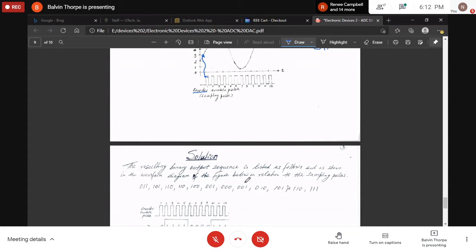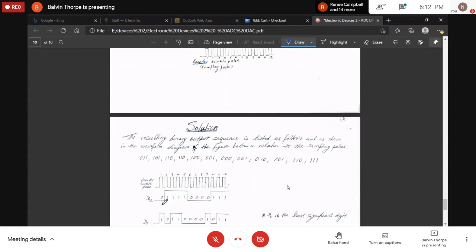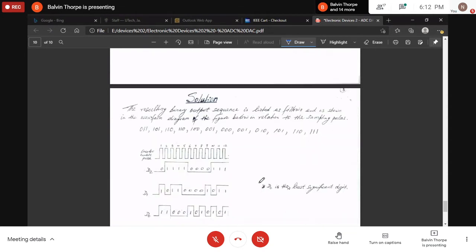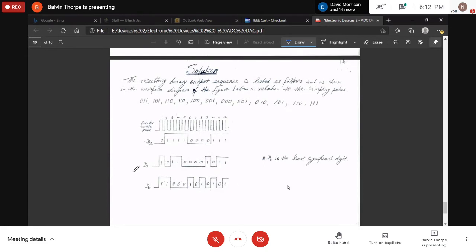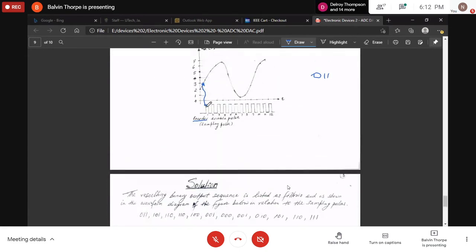So again, remember what I just said. This is your encoder. The encoder samples, and when it samples, it finds that the value right here is 3.